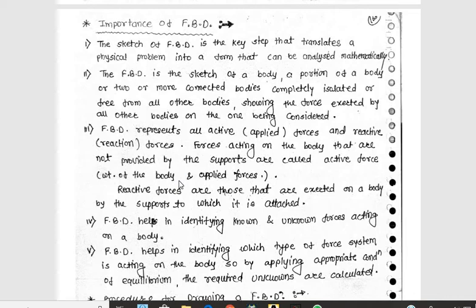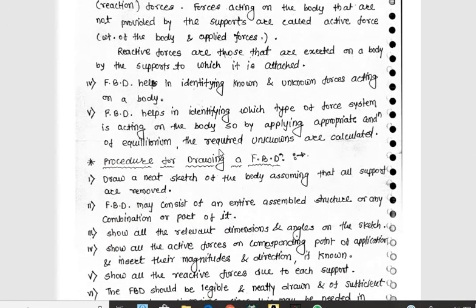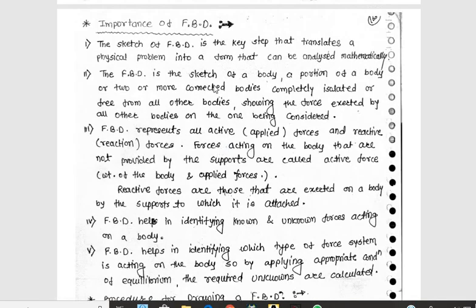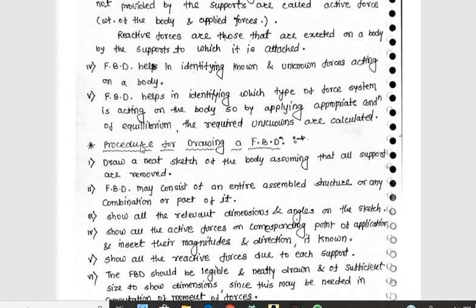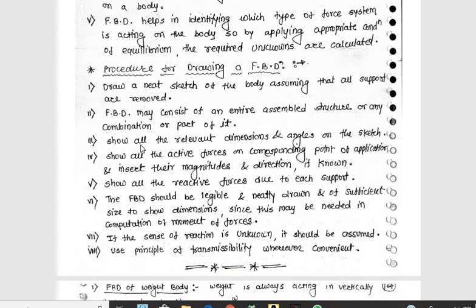FBD helps in identifying known and unknown forces acting on a body. FBD helps in identifying which type of force system is acting on the body. So by applying the appropriate condition of equilibrium, the required unknowns are calculated. So these are a few of the importances of FBD.